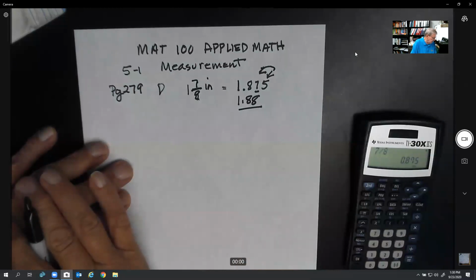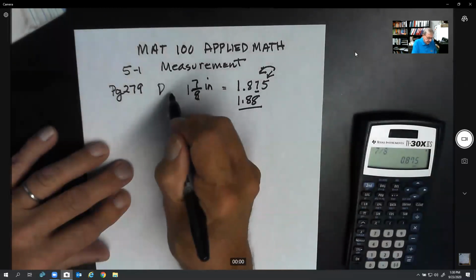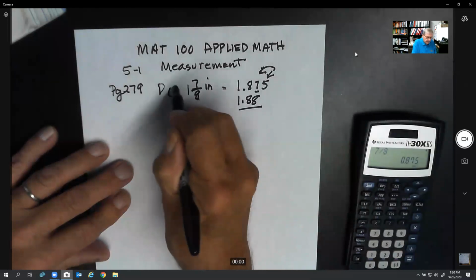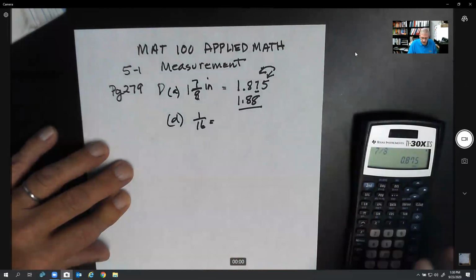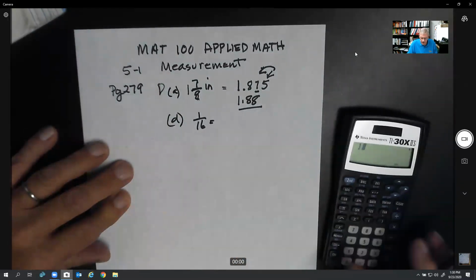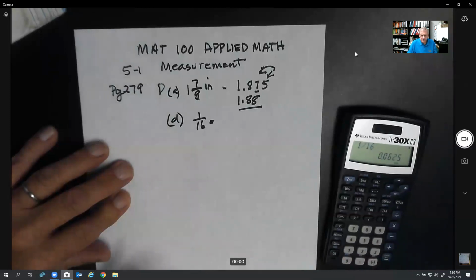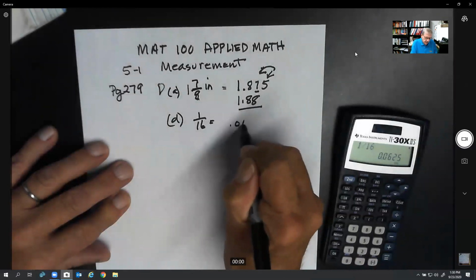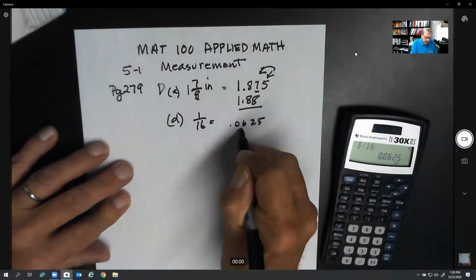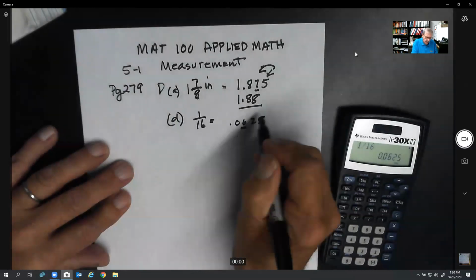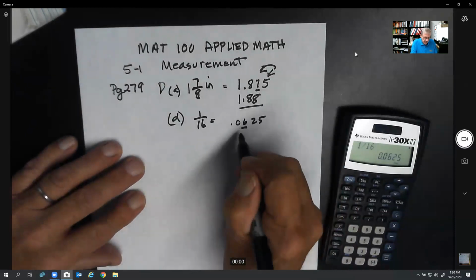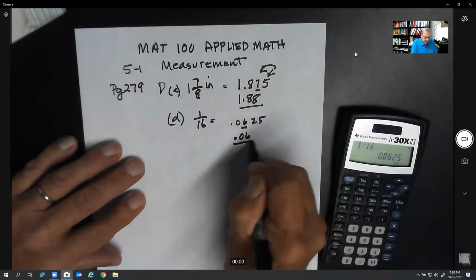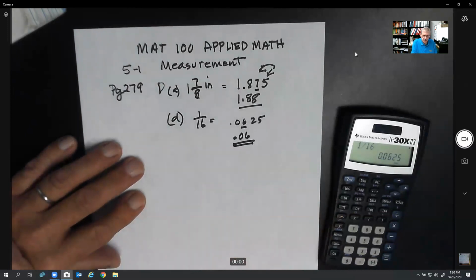Let's try another one. This was the A problem. Let's try the D problem here. 1/16 equals. So we can take 1, divide by 16, 0.0625. 2 decimal places, 6 is the number we're looking for, but after 6 is a 2, relatively small number, so we're just going to keep it 0.06. That's all there is to that section.